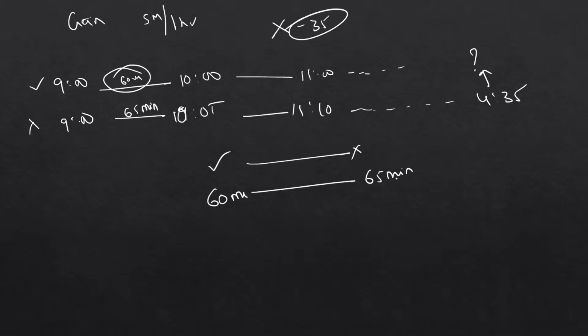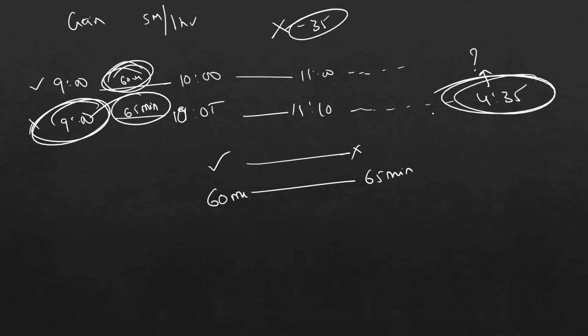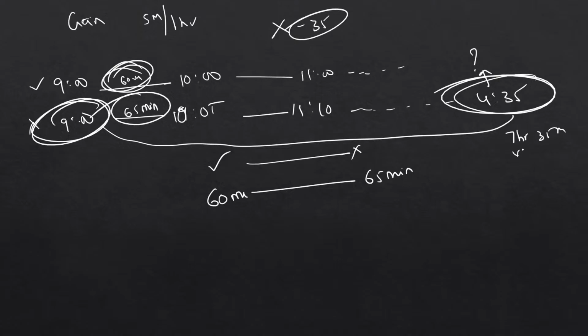Just use this statement, because for every 60 minutes I am going to gain 5 minutes, means I am moving it by 65 minutes in the wrong clock. Now what you need to do is just find out how many minutes are there from here to here in the faulty clock. From 9 am to evening 4:35, you are having 7 hours 35 minutes. 7 hours means 420 minutes plus 35 minutes, you are having 455 minutes.